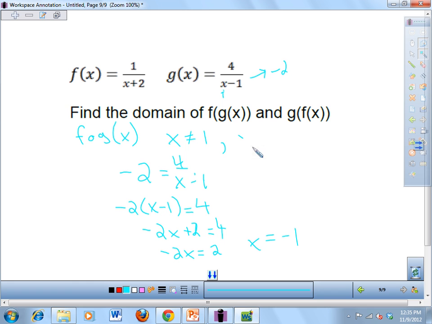So this is the other thing that x cannot be. Okay? So there are two values that x cannot be. There's a value where the inside function is undefined, and then there is the x value of the inside function that's going to make the outside function undefined. See? So let's do the next one.